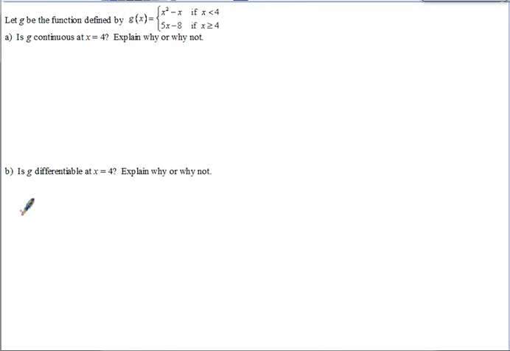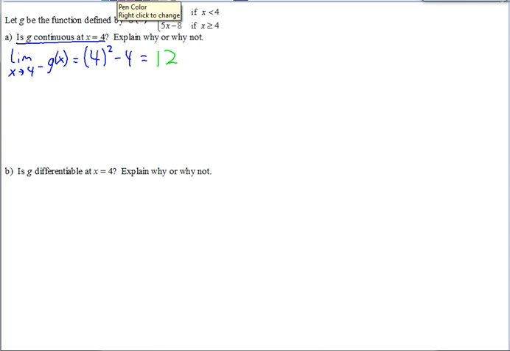Now let's take a look at a piecewise function. It says let g be a function defined by this right here. So the first part, a little review, says is g continuous at x equals 4. So 4 is our breakpoint. So to see if it's continuous, well, we just find the left and right hand limits of the original function. So do the limit as x approaches 4 from the left of g of x. From the left, we'd use the top piece. That's where x is less than 4. So I'd be plugging 4 there. 4 squared minus 4. That's 16 minus 4 gives you 12. From the left, the function's approaching 12.